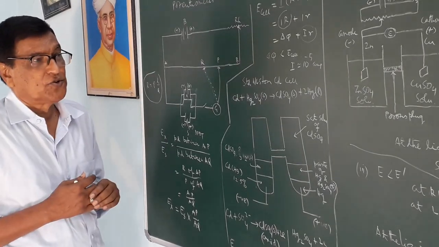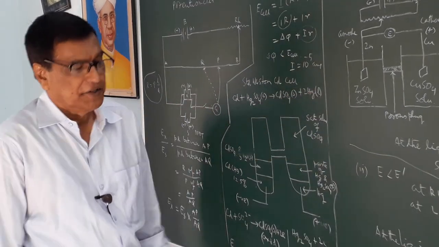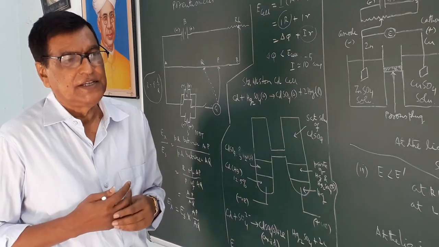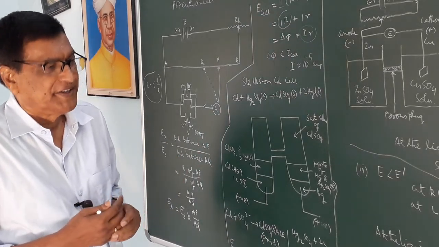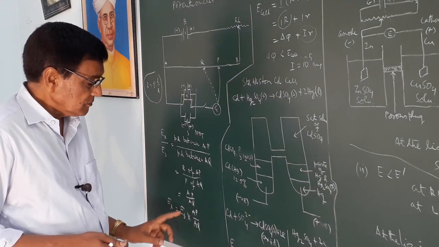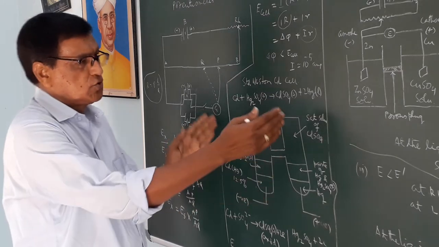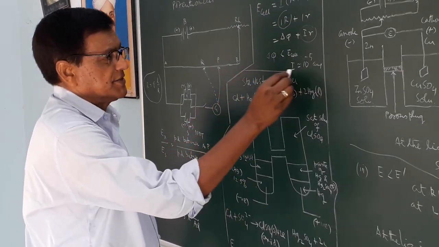Since current is not drawn, no chemical change occurs, or if it does, the change is very infinitesimal. This is the EMF of the standard cell. This is shown as the standard cell.